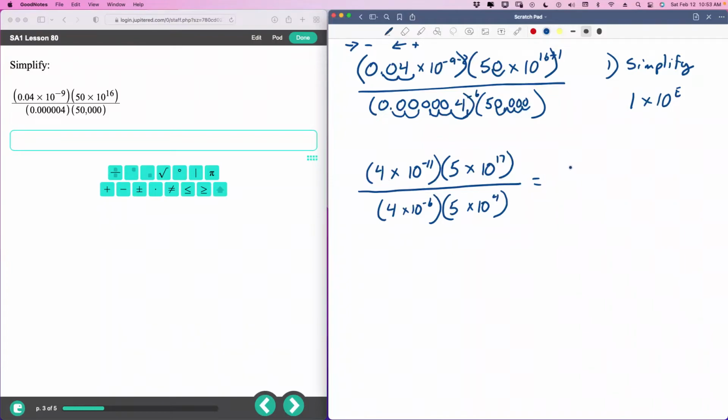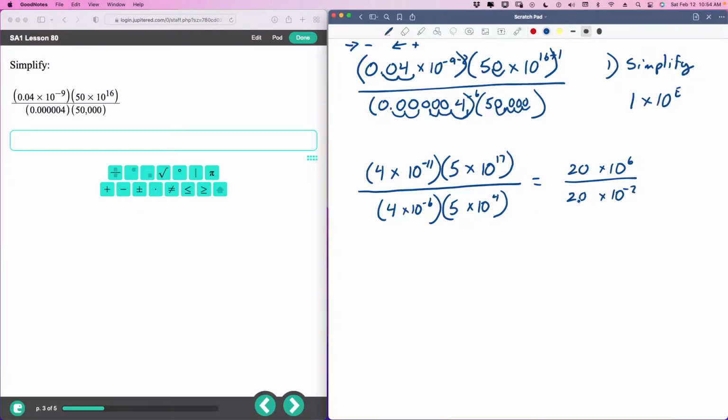4 times 5 is 20 times 10. We add the exponents together. Negative 11, positive 17. That's going to be a positive 6. Right? 4 times 5, that's 20 times 10 to the something. Negative 6 and positive 4, we add those together. That's going to be negative 2.